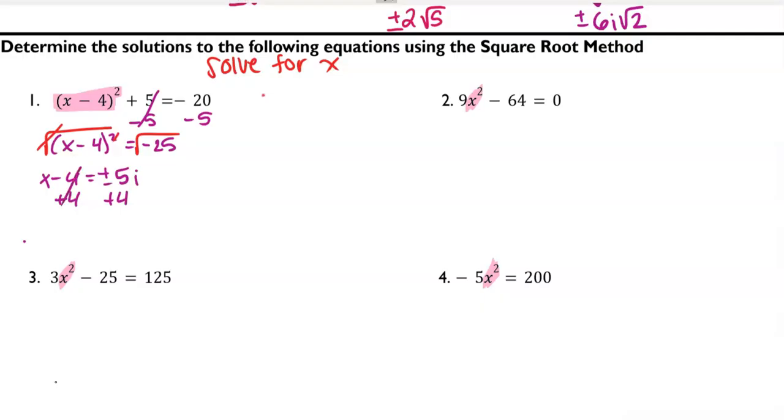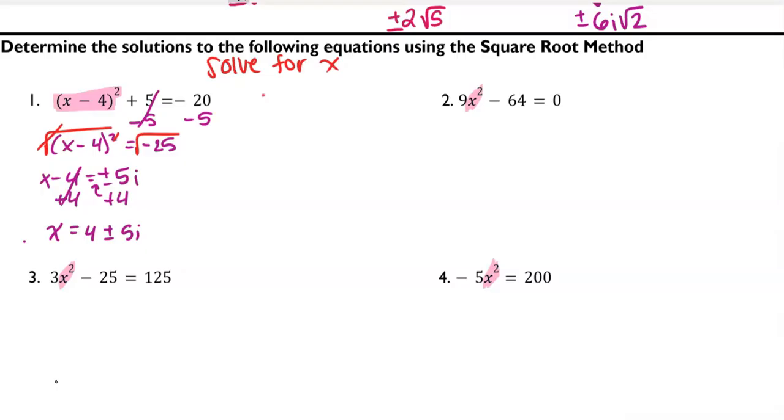Something else we talked about in my class is why can we not combine 5i and 4 to be 9i? Well, 5i has a variable, the letter i, and 4 does not have the letter i. So these two terms are not alike and cannot be combined. So the way we write our answer is x equals 4 plus or minus 5i. The 4 just goes right in front. All right?